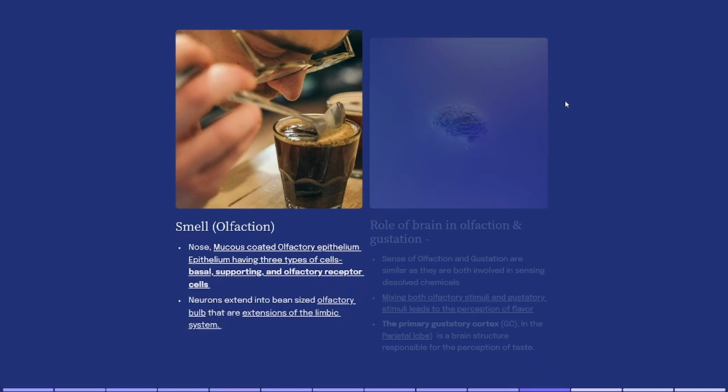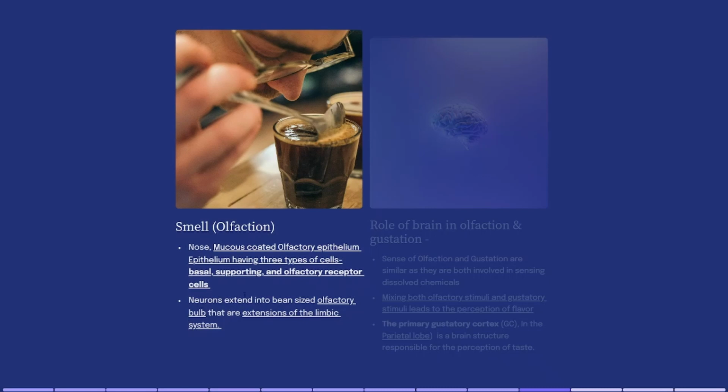The sensory organ of smell is the nose. The nose has a mucus coated olfactory epithelium, which you must have already studied in the animal tissues chapter. Now this epithelium has three types of cells: one is basal, then supporting, then olfactory receptor cells. We will learn about this later.